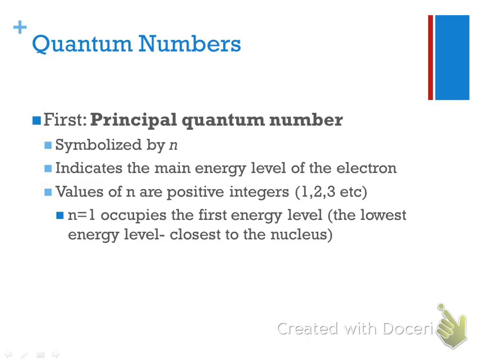Okay, so let's look at an example. If n equals 1, then that means we occupy the first energy level, right? That electron is located in the first energy level, which is the one closest to the nucleus.